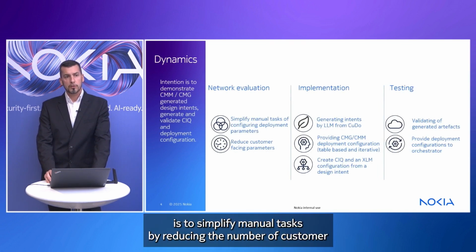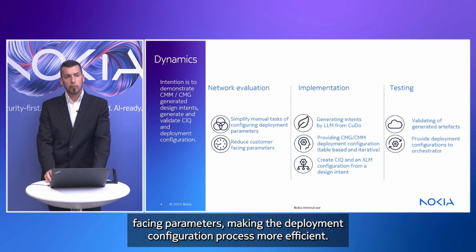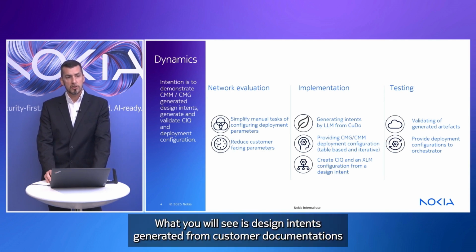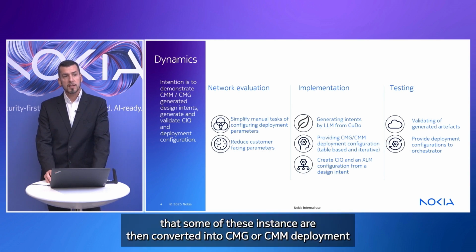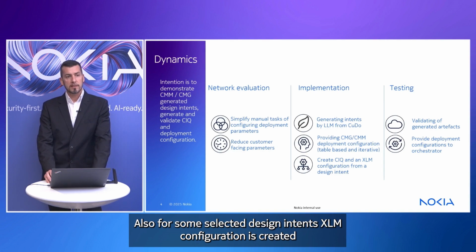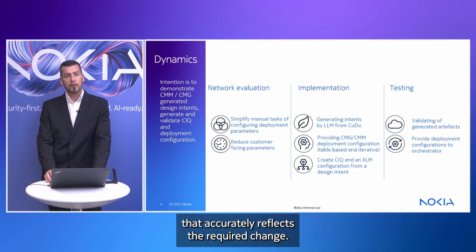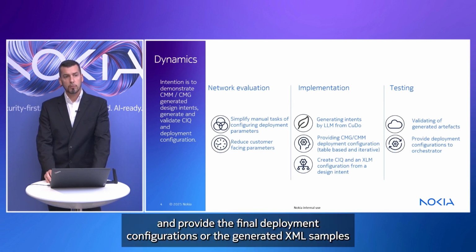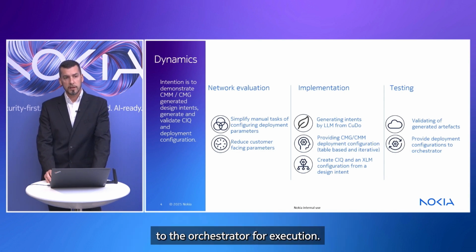Our intention is to simplify manual tasks by reducing the number of customer-facing parameters, making the deployment configuration process more efficient. What you will see is design intents are generated from customer documentation, where some of these intents are then converted into CMG or CMM deployment configurations through a table-based or an iterative method. Also, for some selected design intents, XML configuration is created that accurately reflects the required change. At the end, we validate the generated artifacts and provide the final deployment configurations or the generated XML samples to the orchestrator for execution.